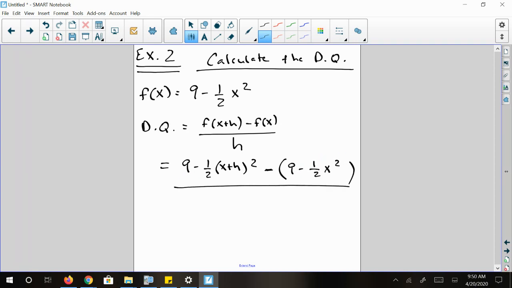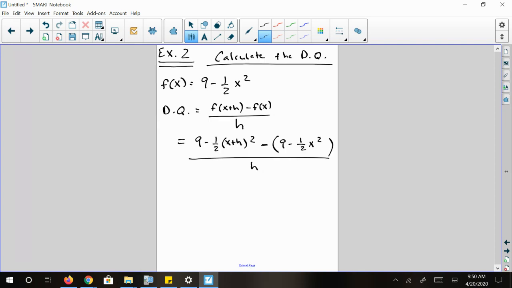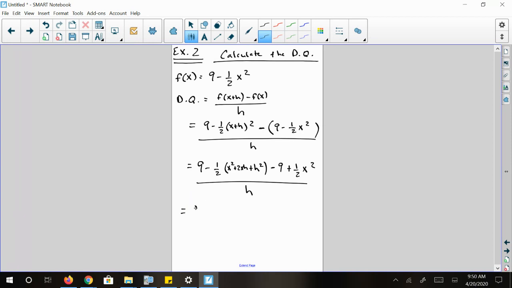Okay, and again, like I mentioned on the last problem, the rest of this is just algebra. You must be able to do this type of algebra in order to complete this problem. So we'll have 9 minus 1/2. We already expanded this out on the last problem, so we'll use what we got on that one. (x squared plus 2xh plus h squared). Okay, we'll go ahead and distribute this negative sign, so this will be minus 9 plus 1/2 x squared all over h. Okay, moving down to this next line, we'll go ahead and distribute this negative 1/2, so I'll have minus 1/2 x squared minus xh, half of 2 is 1.